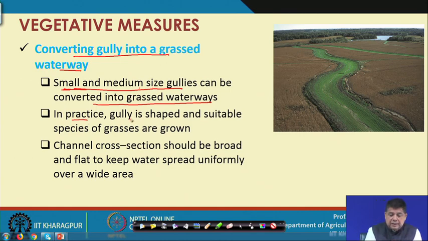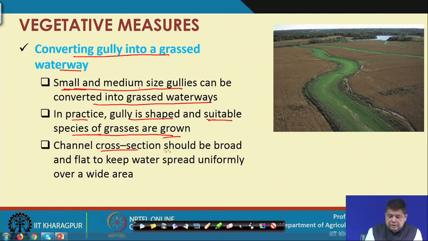In practice, the gully is shaped and suitable species of grasses are grown. So, some kind of shape is given to the gully, maybe parabolic, as we discussed for the various grass waterways. They can be triangular, trapezoidal or parabolic. Parabolic is more practical. So, some kind of shape has to be provided and a suitable species of grass has to be grown, and we have already seen and discussed the various types of grasses when we talked about the vegetative waterway.